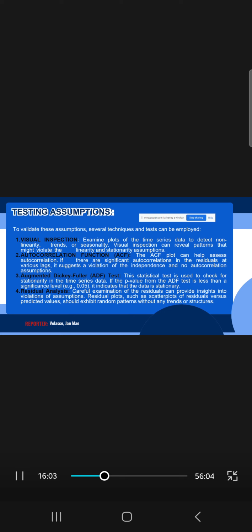So now let's proceed to the second one, which is the autocorrelation function or ACF. So the ACF plot can help assess autocorrelation. So if there are significant autocorrelations in the residuals at various lags, it suggests a violation of the independence and no autocorrelation assumption. So the purpose of this is to assist in assessing autocorrelation in residuals.